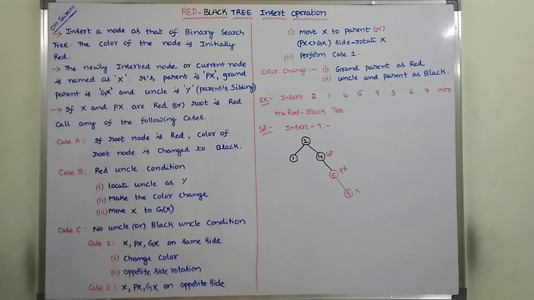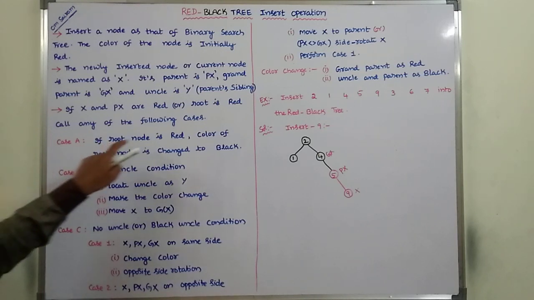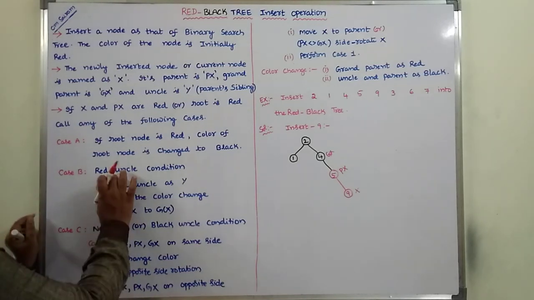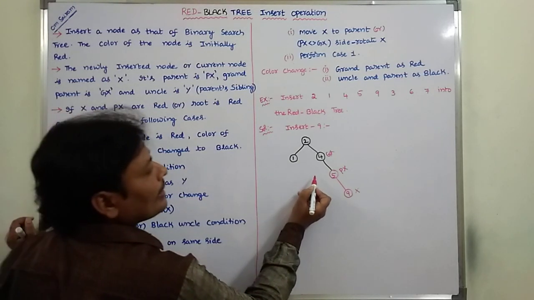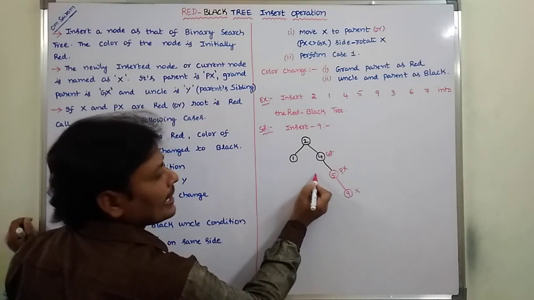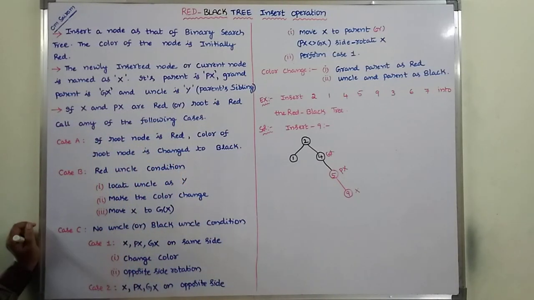Then call any of the following cases. Case A, root node is red? No, the root node is black. Then case A is failed. Go to case B, red uncle condition. Is there any red uncle here? Here the uncle is not there. The parent's sibling is not there. So case B is failed.